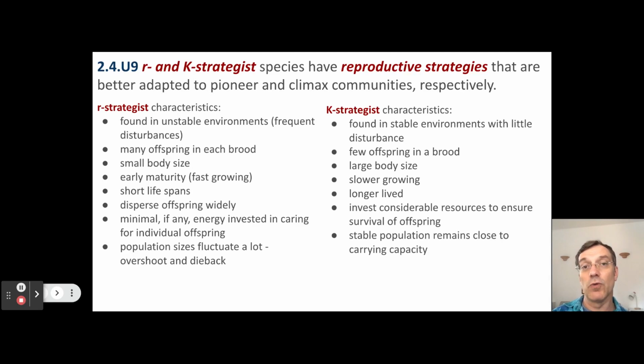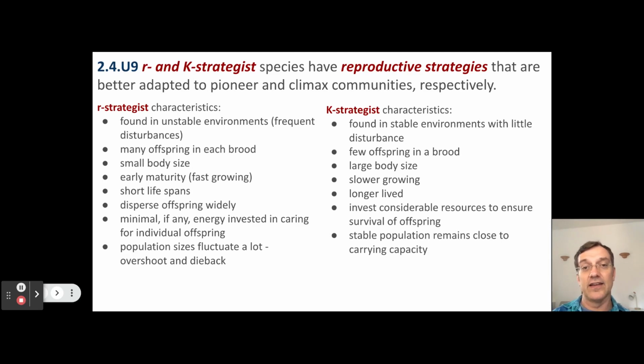Here's two keywords you absolutely must take away from this part of topic 2.4. R-strategists and K-strategists. These are called reproduction strategies. Your R-strategists essentially are your pioneer species. They tend to be found in extreme or unstable environments. They generally reproduce really quickly. They create a lot of offspring. Most of their offspring will not survive to maturity. They kind of thrive by having this overshoot and die back.